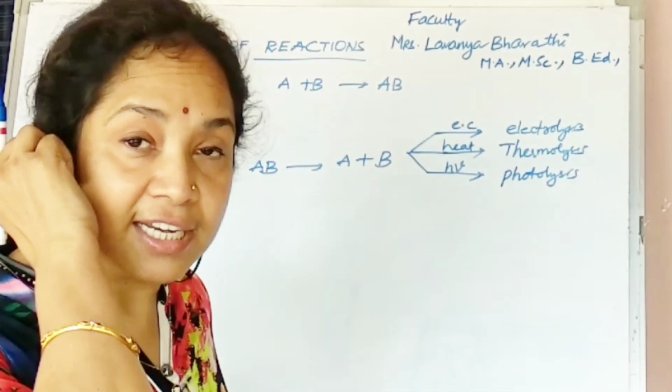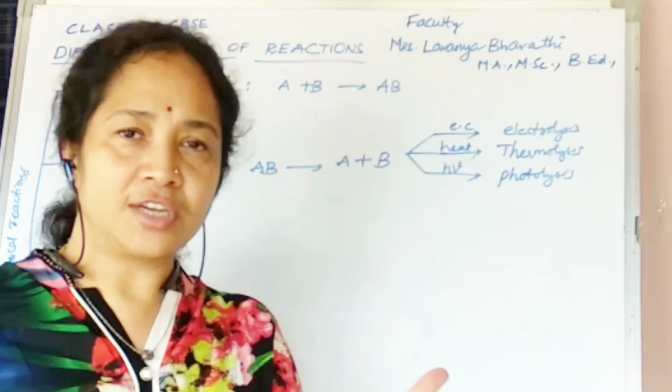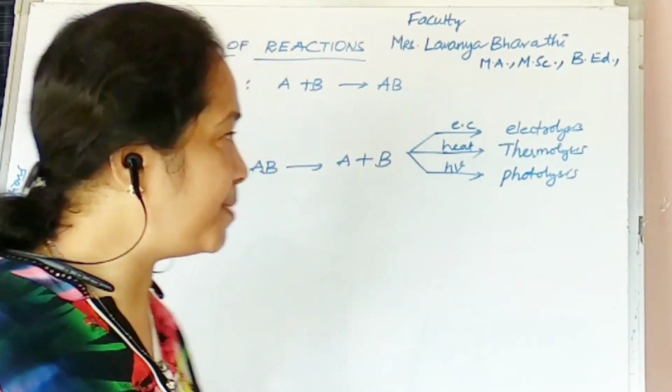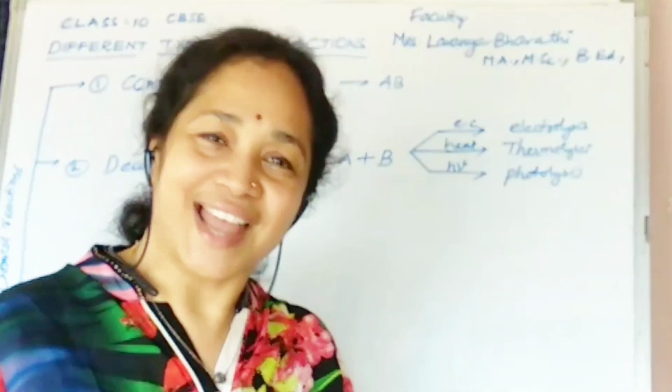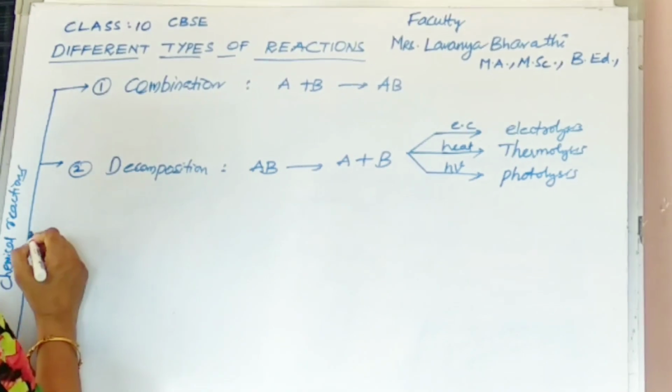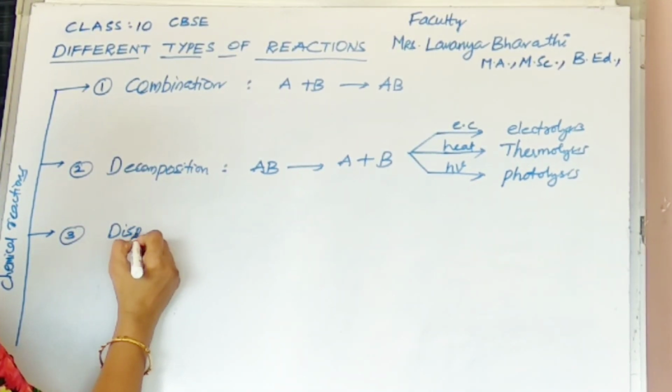Photolysis or photolytic decomposition. So this decomposition, where a bigger molecule can split into simpler molecules, can be done in 3 different methods: electrolysis, thermolysis and photolysis. Now we move on to the third one, that is displacement.